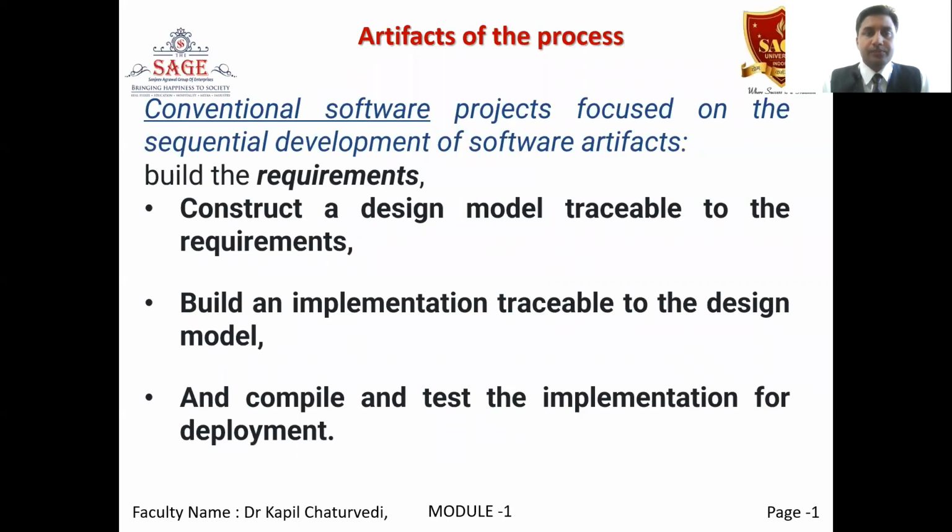So let's proceed. First of all, we'll have to understand what is artifact of the process. The conventional software projects focus on the sequential development of software artifacts with the requirements, construct a design model traceable to the requirements, build an implementation traceable to the design model, and compile and test the implementation for deployment. But the fundamental thing is, what is the actual artifact? Thereafter we can discuss artifact of the process.